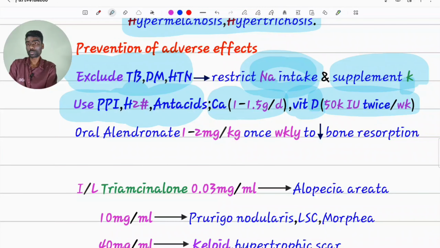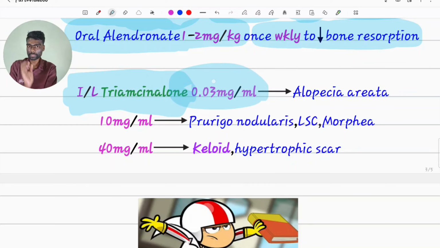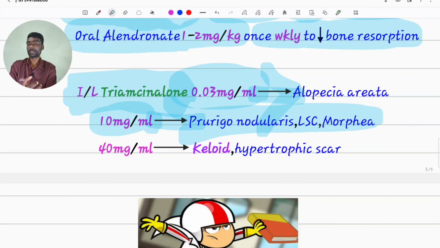Why patients are more prone to osteoporosis? To prevent this bone mineral resorption, we can also give bisphosphonates like oral alendronate 1 to 2 mg per kg once weekly. Coming to intralesional steroids, intralesional triamcinolone 0.03 mg per ml, very less dose, is given for alopecia areata. 10 mg per ml is given for prurigo nodularis, LSC, morphea. High dosages 40 mg per ml is given in keloids mainly and hypertrophic scars.